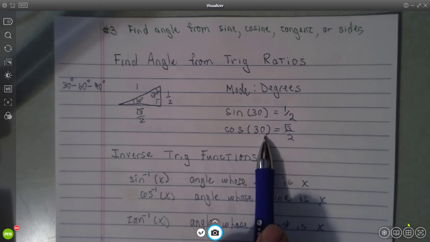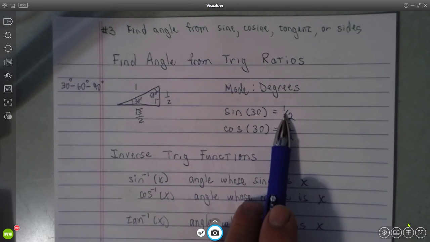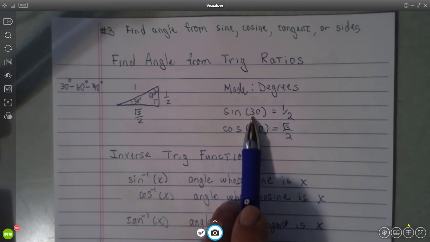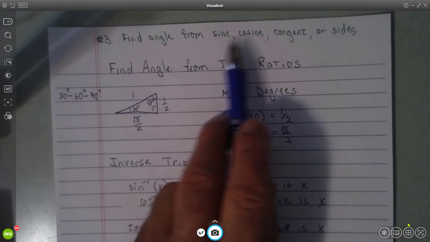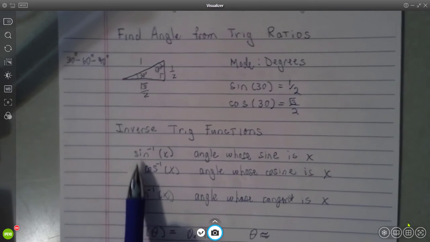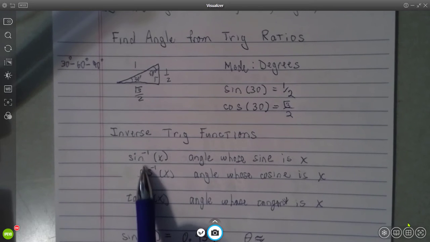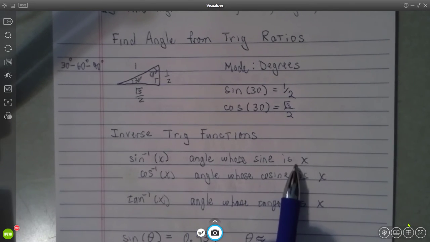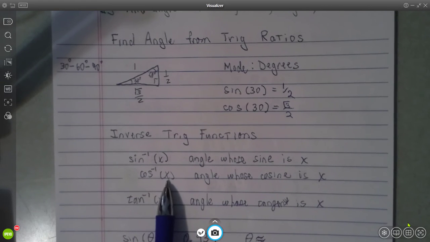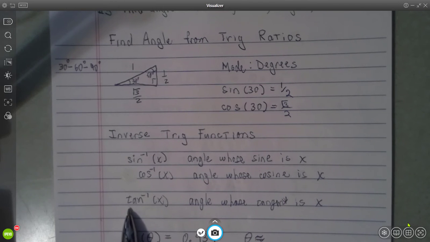So that's what we've done already. Now we want to go the other way around. Suppose that you knew that the sine of an angle were 0.5 or some other number. How could you find out what the angle is? You do that for the sine, cosine, and tangent functions with the inverse sine, the inverse cosine, and the inverse tangent functions. The inverse sine of x means find the angle whose sine is x. The inverse cosine of x means find the angle whose cosine is x. And likewise, the inverse tangent of x is the angle whose tangent is x.